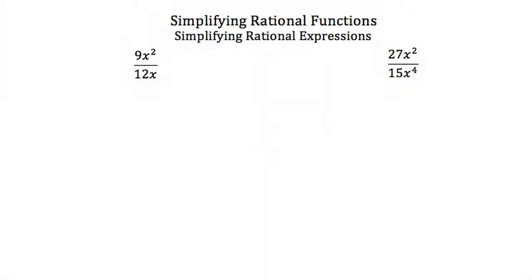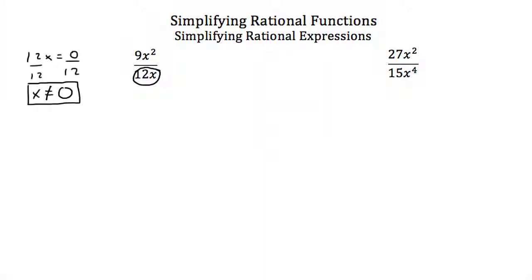When we simplify a rational expression, the first step is to always find your excluded values. So here if I have 9x squared divided by 12x, so if I wanted to find my excluded values, I would look at my denominator and I would set it equal to 0. So 12x is equal to 0. If I divide both sides by 12, I get x is equal to 0. So my excluded value then is x cannot equal 0.